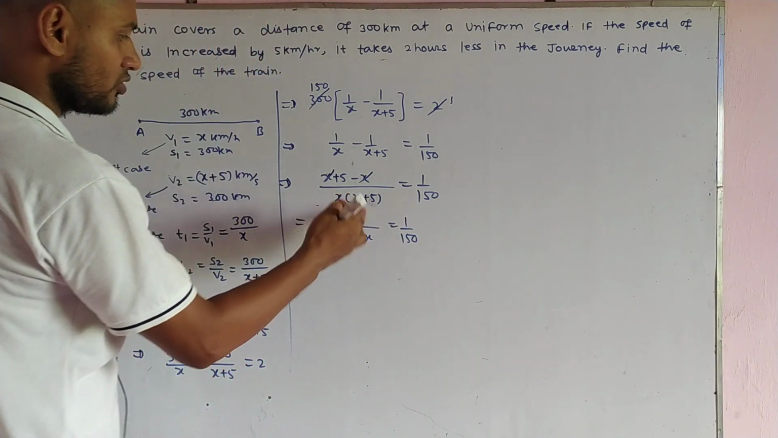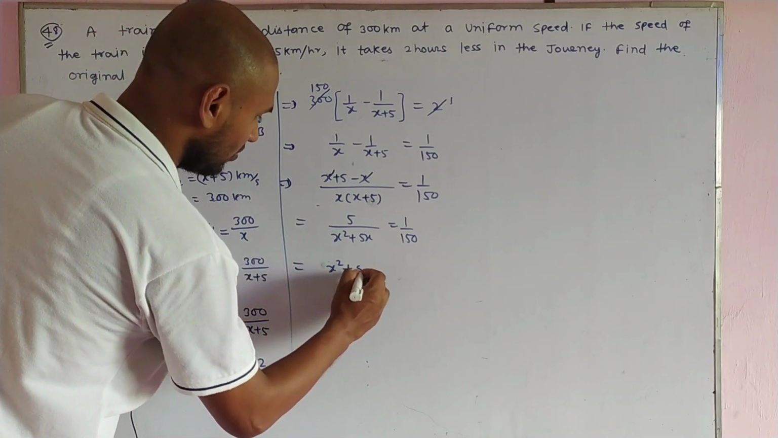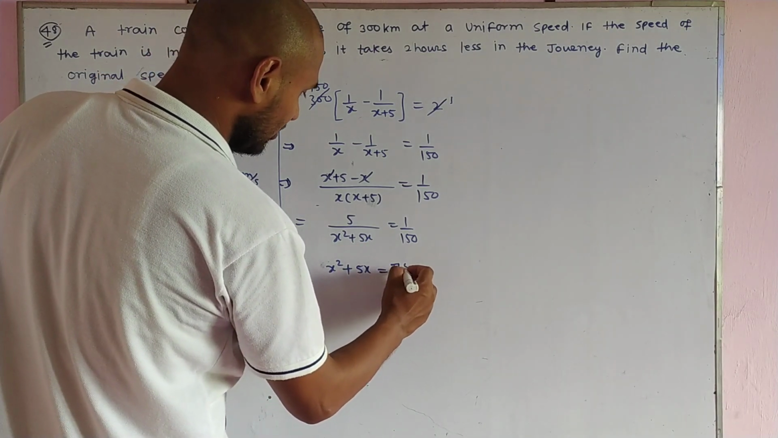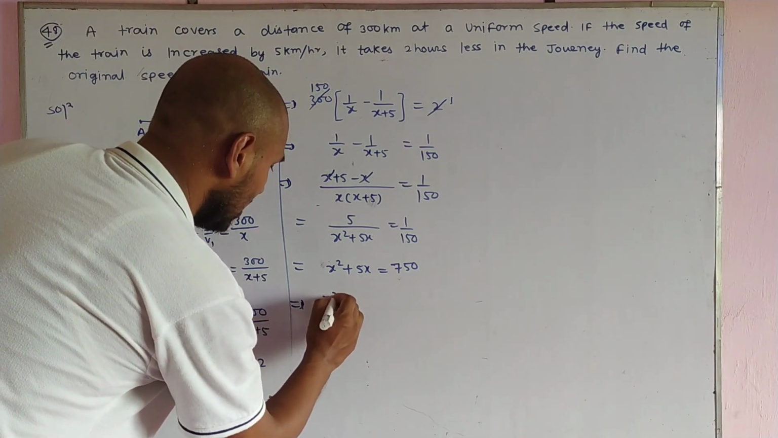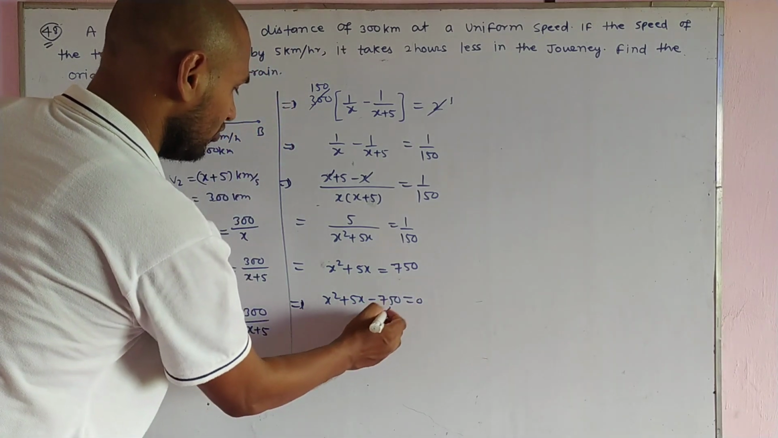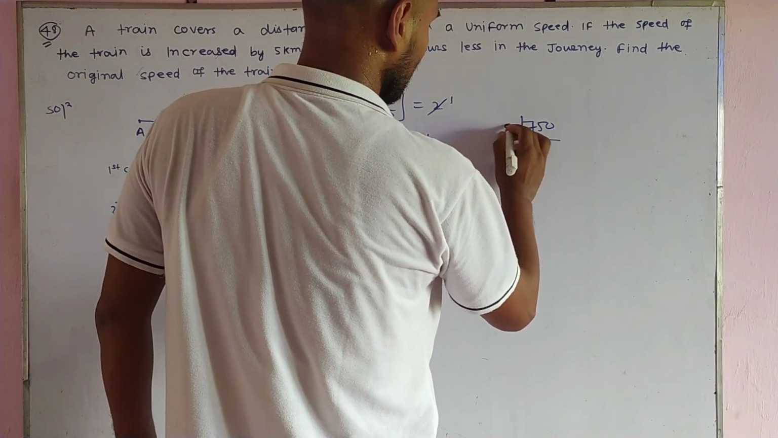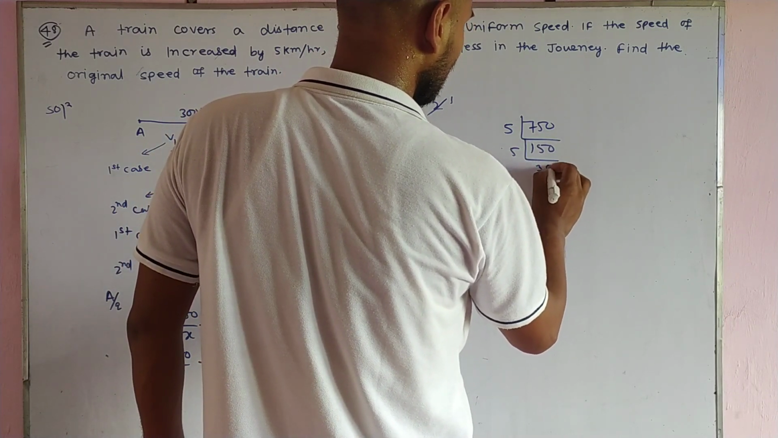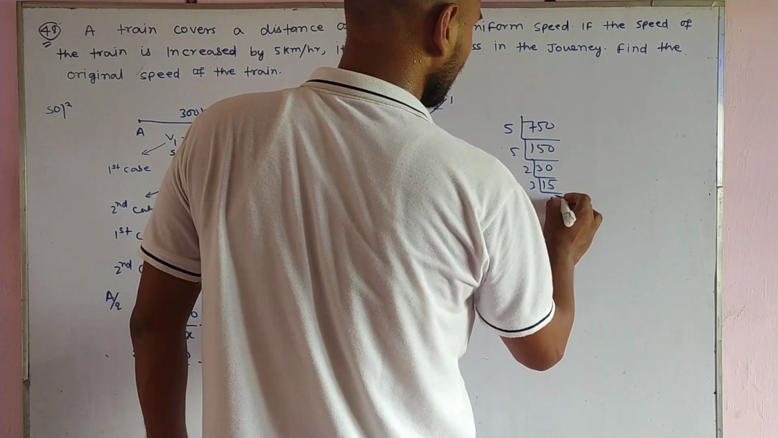By cross multiplication, x square plus 5x equals 150 times 5, that is 750. So x square plus 5x minus 750 equals 0. After this, we factorize 750. 5 times 150 is 750, and we look for factors of 750 that differ by 5.